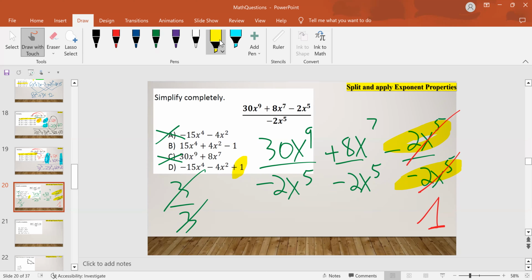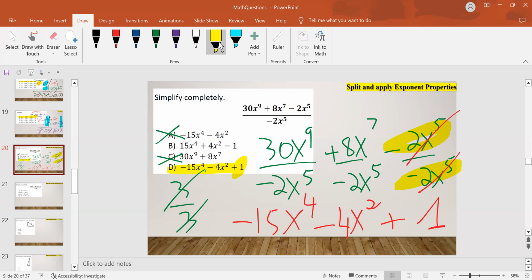But let's continue. Having this part, what we'll do is divide 30 by negative 2, that gives you negative 15. And x to the 9th divided by x to the 5th means you have 9 minus 5, which is 4. Minus, because positive 8 divided by negative 2 is negative 4. And x to the 7th divided by x to the 5th means you do 7 minus 5, and 7 minus 5 is 2. Okay, and now plus 1.